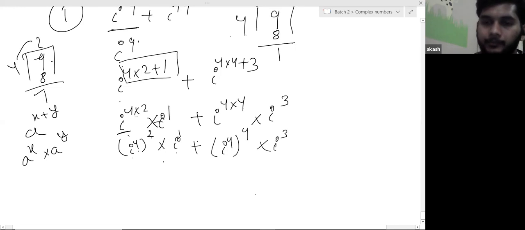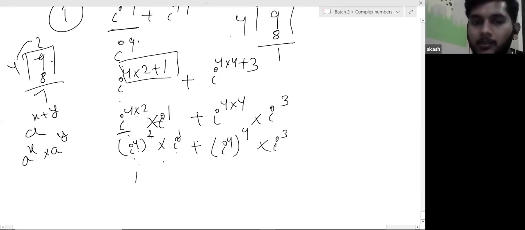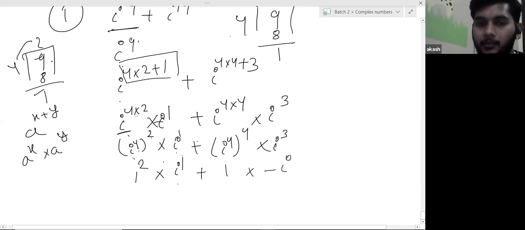Right? Yes, sir. So we know that I raised to the power 4 is 1. So this is 1 square into I raised to the power 1, which is I only. And this is also 1 into I cube, which is minus I. So this is I minus I, which is 0. So this is 0 plus 0 I.